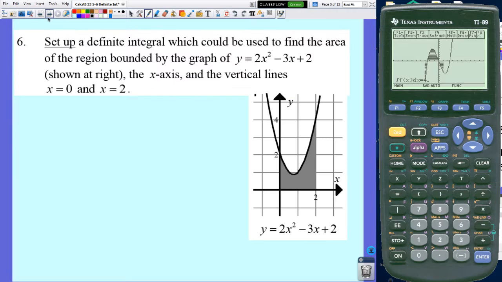All right. Moving on. I want to practice setting up this integration here. Let's say I give you this picture here, and this is a function 2x cubed squared minus 3x plus 2.